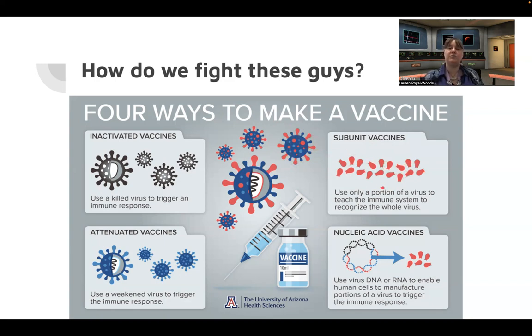So we shave them and trigger the immune response without giving you the whole virus. We just gave you the outside proteins that trigger it. So with it, no risk. And now we're looking at this: we're actually using viral DNA and RNA so that humans can make these proteins and put them out for the immune system to respond to.